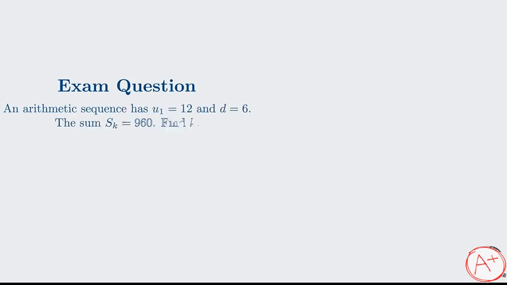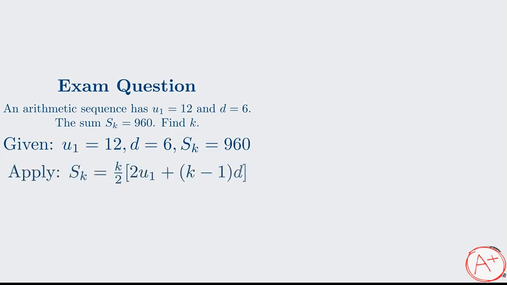Let us work through an authentic IB-style question. An arithmetic sequence has a first term of 12 and a common difference of 6. The sum of the first k terms is 960. Find the value of k. First, identify our knowns. We need to find k, which represents the number of terms. Since we don't know the last term, we use the second sum formula and set it equal to 960.